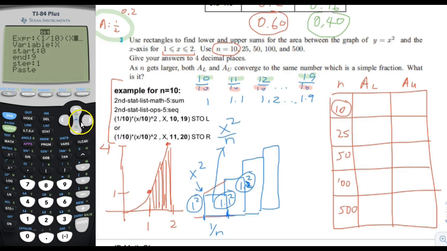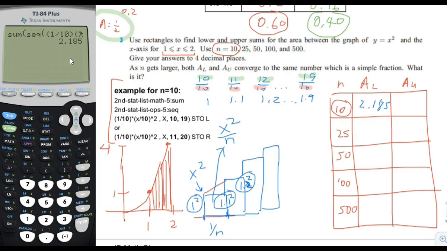So that's the width, and then we multiply by the height, which is x divided by 10 squared, and the first x value is going to be 10. The variable is x, the start value is going to be 10, the end value is going to be 19, we're doing the lower rectangles, and the step is going to be 1. So the answer is 2.185. So we'll put that in our chart.